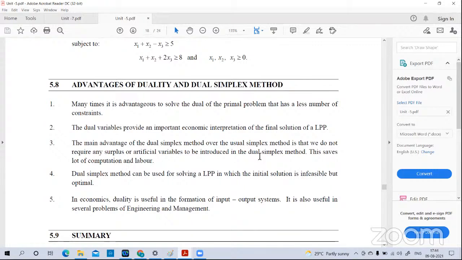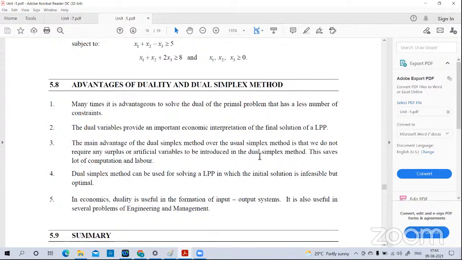The main advantage of the dual simplex method over the simplex method is that we do not require any surplus and artificial variables to be introduced in the dual simplex method. That saves a lot of computation. Next, the dual simplex method can be used to solve a linear programming problem whose initial solution is infeasible but optimal.